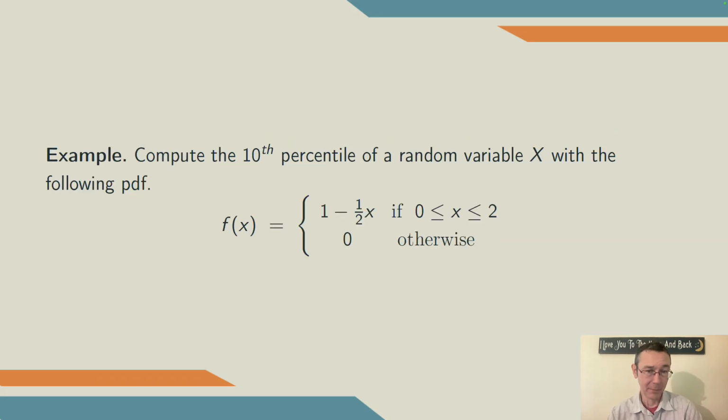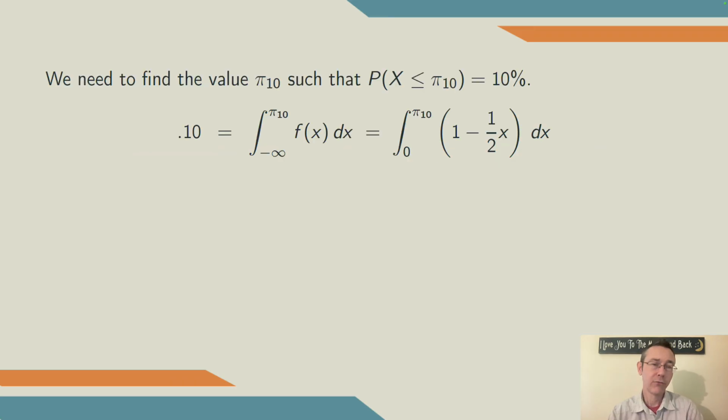I think an example helps to solidify all of this. So let's work through one in some depth. Compute the 10th percentile of a random variable x with this PDF, 1 minus 1/2 x, and the support is from 0 to 2. So to find the 10th percentile, we need to find the value pi sub 10 such that the area to the left of that value is 10%. In other words, we need to integrate from negative infinity to pi sub 10, which will mean integrating from 0 to pi sub 10 here, integrate that PDF, 1 minus 1/2 x. When we do that, we should get 10%.